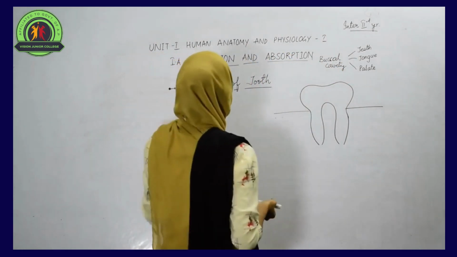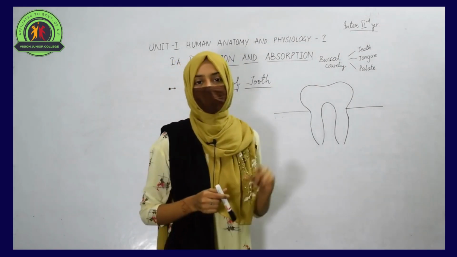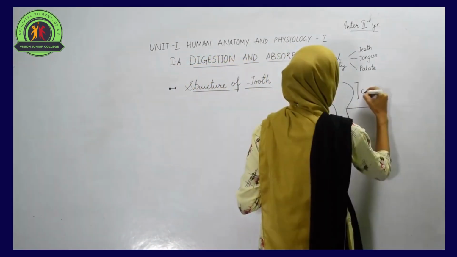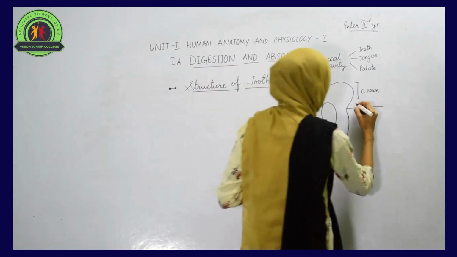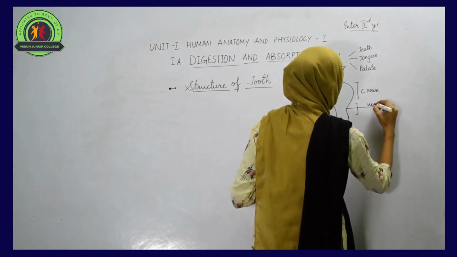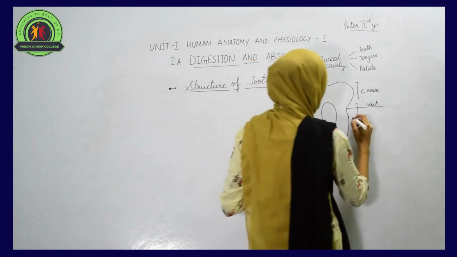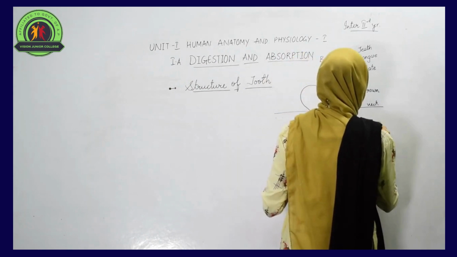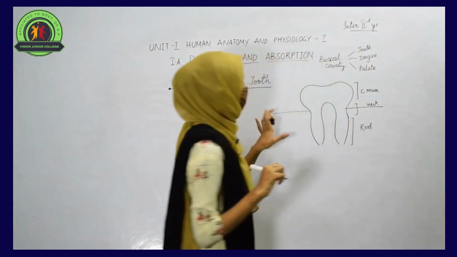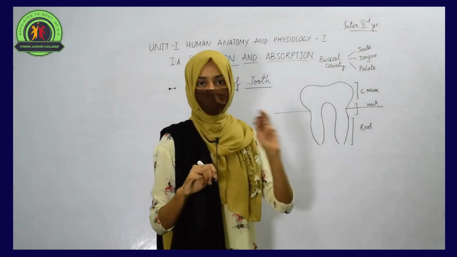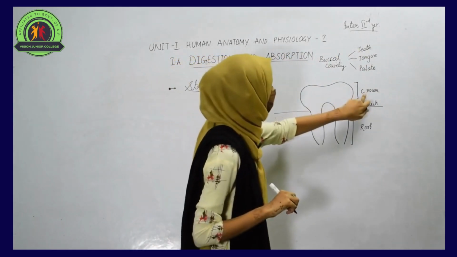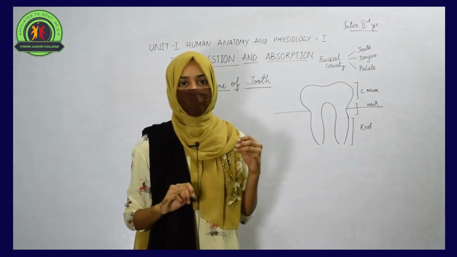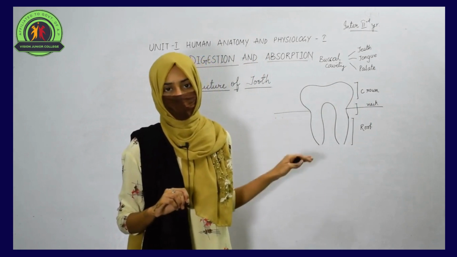When we look at the structure of a tooth, it is divided into three parts. The upper portion is called the crown, the middle portion is called the neck of the tooth, and the lower portion is called the root of the tooth. So basically the tooth is divided into three main parts: crown, neck and root. Now let us see the different things that we can find in these three parts of the tooth.